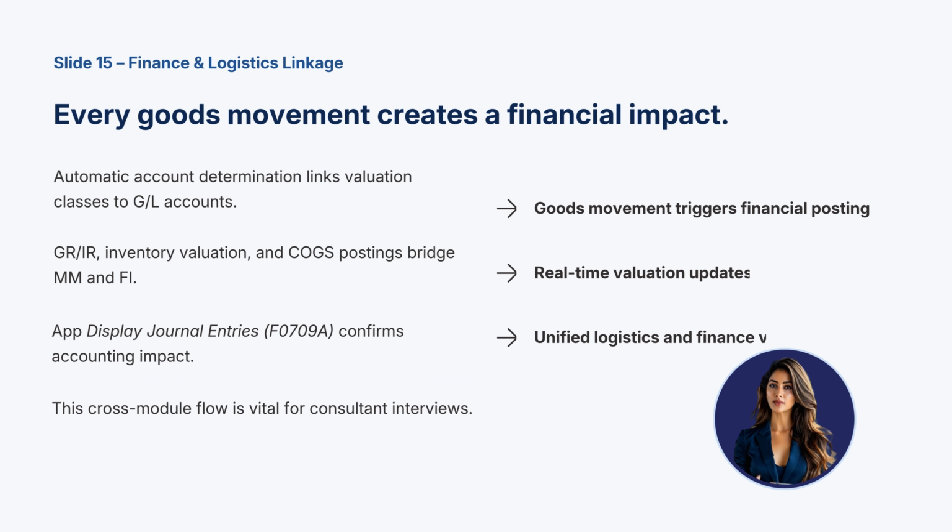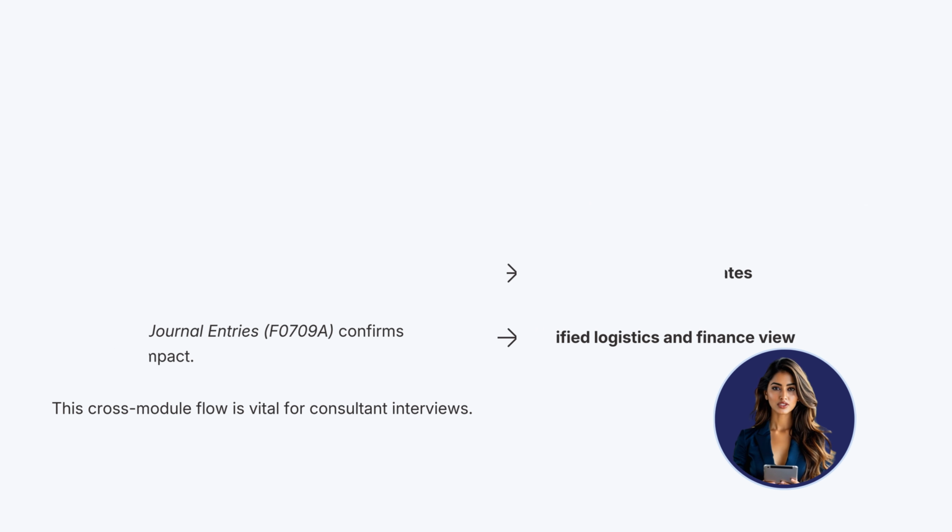Finance and logistics linkage. Every logistics transaction impacts finance. Automatic account determination maps valuation classes to GL accounts. GRIR postings, COGS, and stock revaluation happen in real time. Use Display Journal Entries F0709A to verify the accounting flow. This is a key integration domain for both exams and interviews.